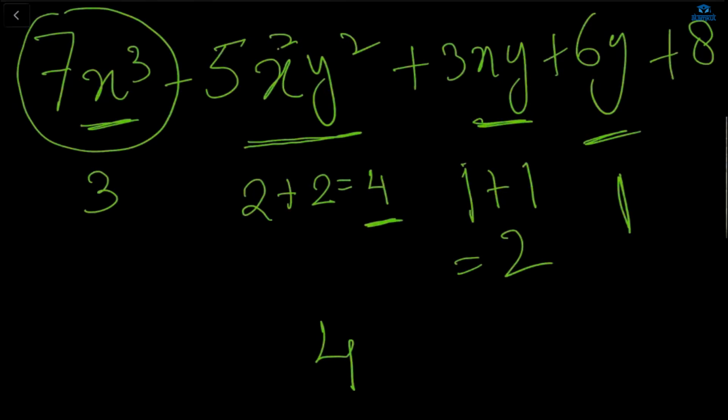Because this is the highest power. Yeah, this is the highest power. Very good. And why it is the highest power? Here because x power is 2 and y power is 2, so 2 plus 2 is 4. Okay? Yeah. Adhika? Ma'am, but the highest power of x is 3.